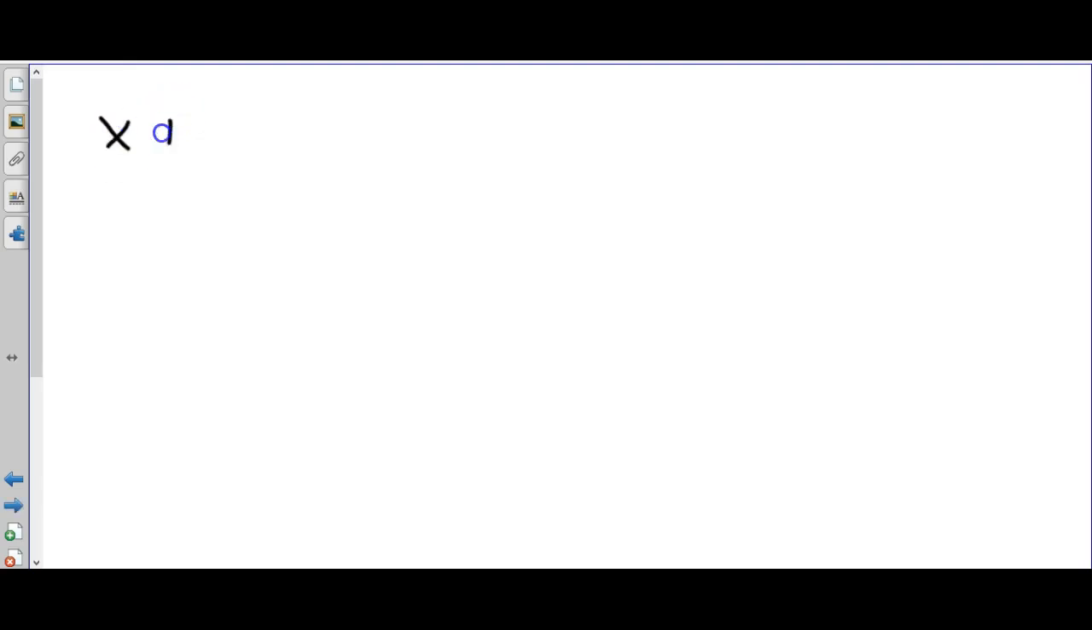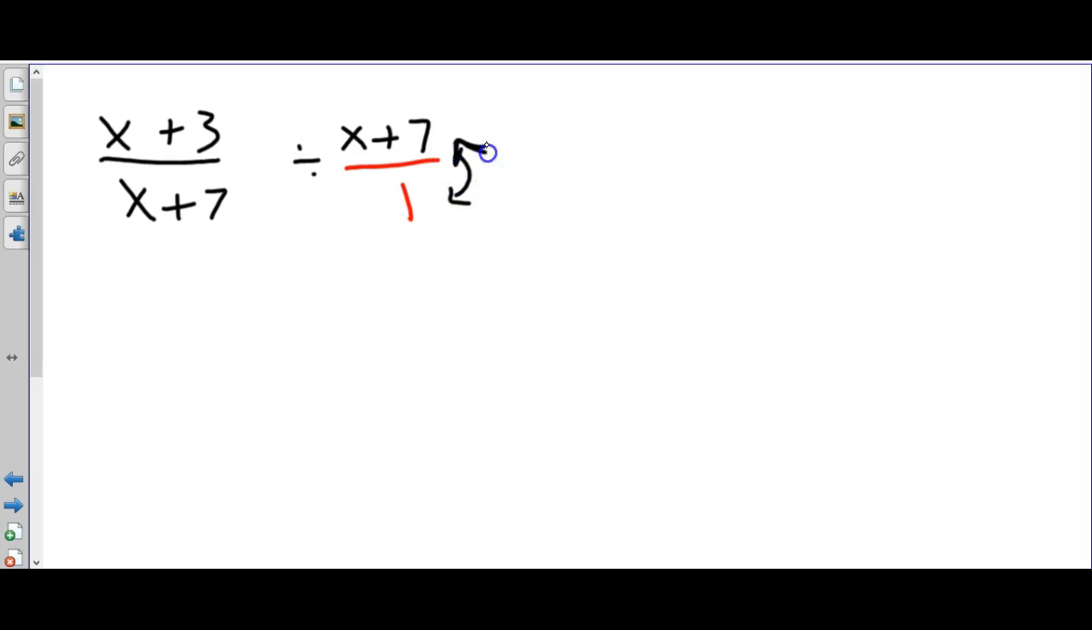First, let's say we have x plus 3 over x plus 7 divided by x plus 7. So with the multiplication, it wasn't quite as important to make this a fraction, but with division, it's super important because we do have to flip the second fraction. So I have to put this over 1 to make it a fraction so that I can flip it upside down. This will change to multiply, and this becomes 1 over x plus 7.